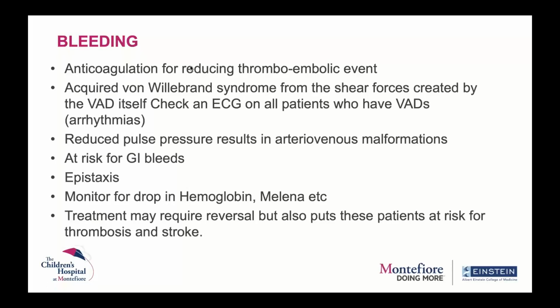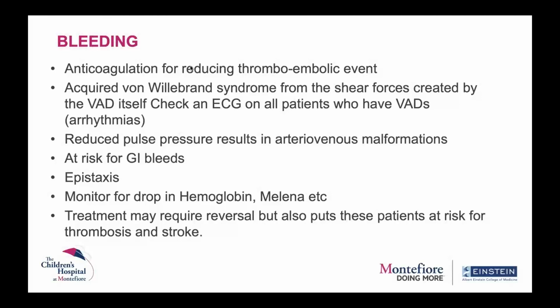But as you can imagine, with blood thinners, if you're worried about thrombus, you also get worried about bleeding. So we put them on anticoagulation because we're worried about some form of thrombus, or that thrombus flying somewhere and causing issues. But of course, there are also issues with bleeding. There's something called acquired von Willebrand syndrome, which occurs from the sheer forces that are created by the VAD itself. So we always watch for that.